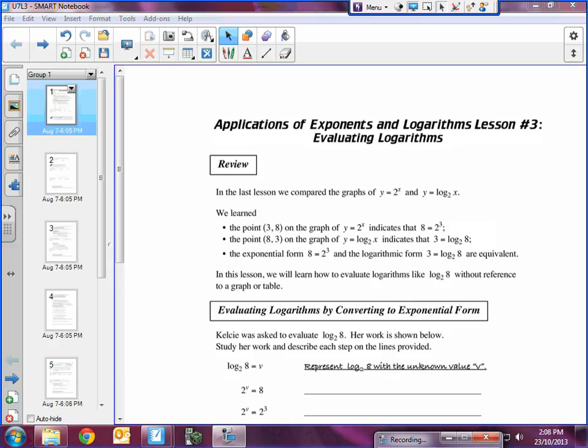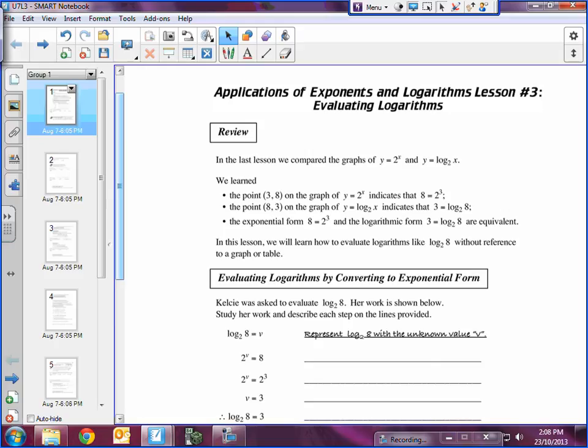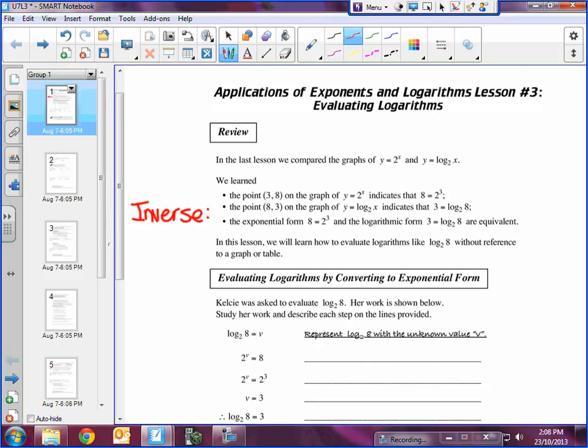I have it open. Okay, I have y equals 2 to the x, and y equals log of x base 2. Ladies, pay attention, please. We learned yesterday that if I have the inverse, I'm switching my x and my y. An inverse is always a reflection of what line? Y equals x. Inverse is always a reflection of y equals x.